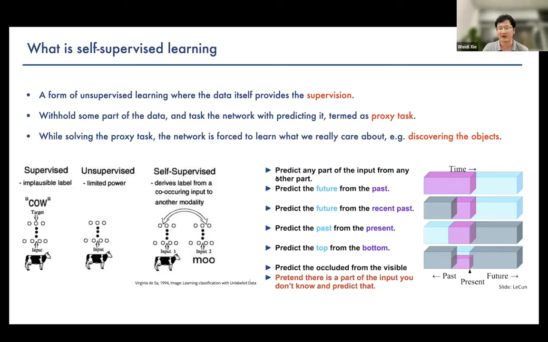And in self-supervised learning, the task we are optimizing is usually called a proxy task. So when you solve the proxy task, the network is forced to learn something we really care about. And in the next few slides, I'm going to talk about one of the proxy tasks, which is reconstruction. When we solve that task, the model actually learns to discover the objects, okay?